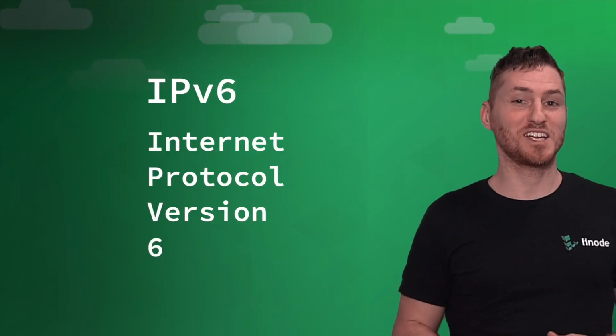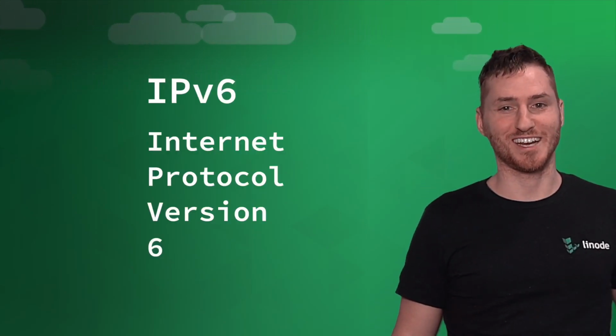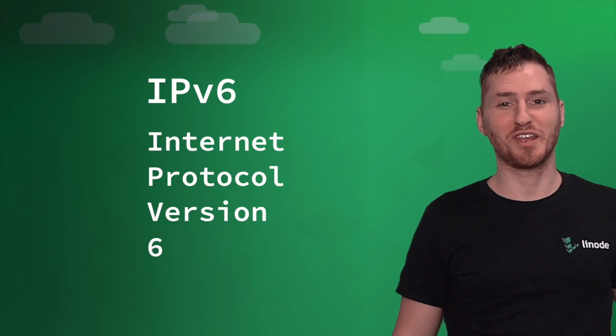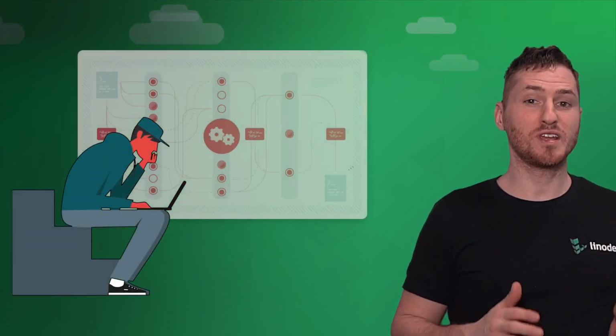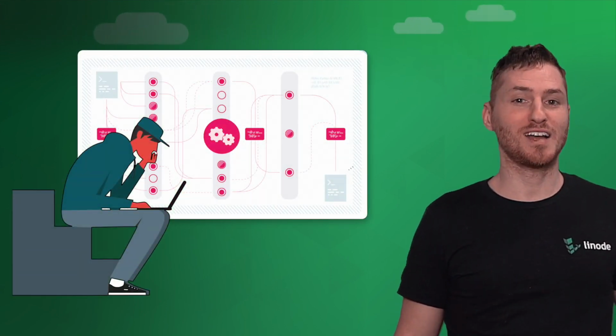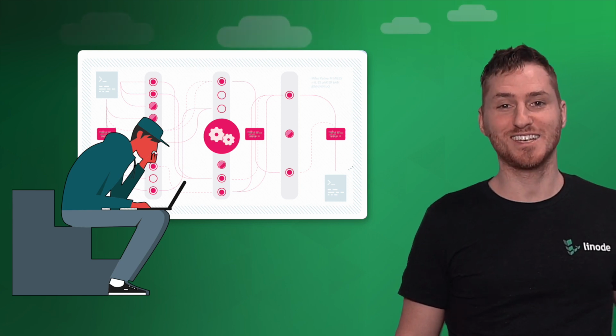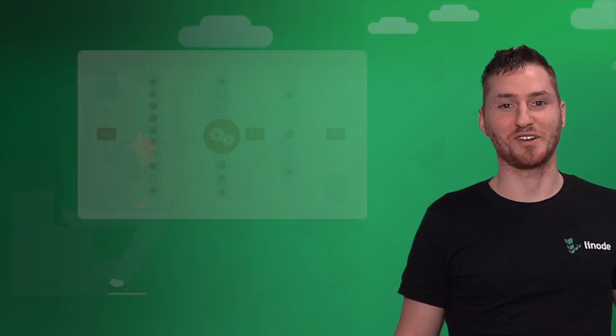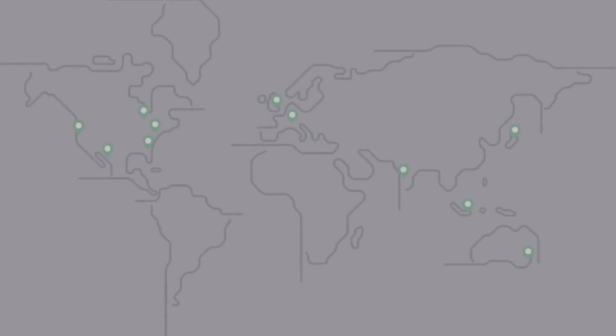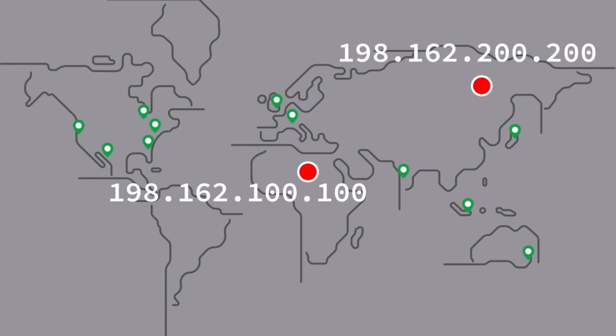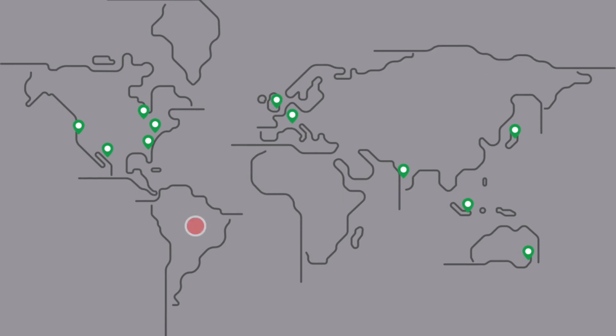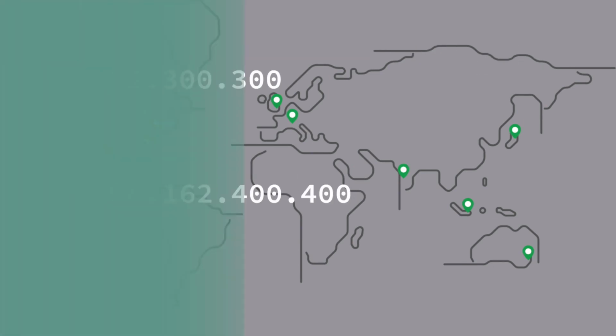IPv6 stands for Internet Protocol Version 6. It's the most recent version of the Internet Protocol, which is the communications protocol that provides an identification and location system for devices across the internet. When a device is connected to the internet, it gets its own IP address. That's right, every single device. This is how one internet-connected device is able to find another device by checking their IP address.